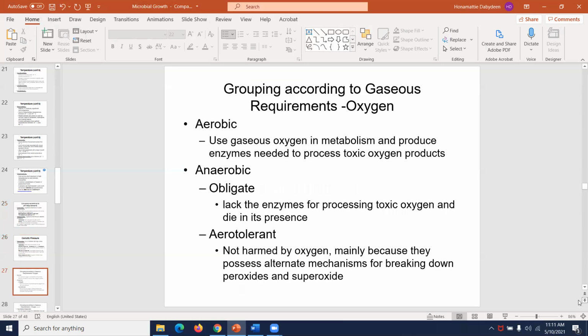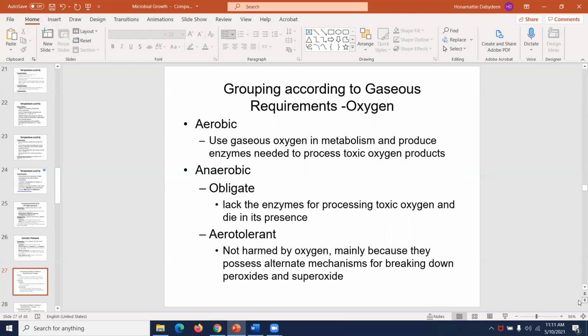I think I went backwards. All right. So now we're going to go to another environmental requirement, and that's oxygen concentration. We can group microorganisms according to their usage of oxygen as aerobic, anaerobic, facultative anaerobic, and microaerophilic organisms. And we're going to go through each one of those in a little more detail.